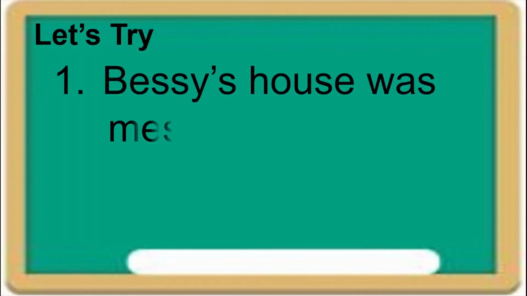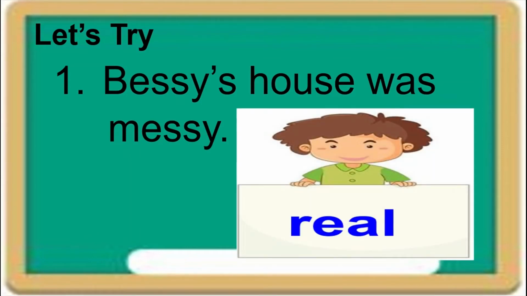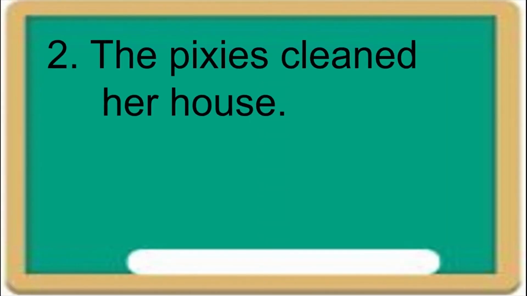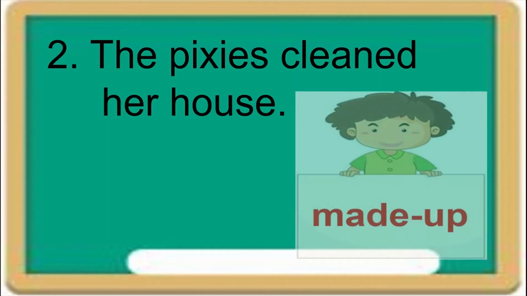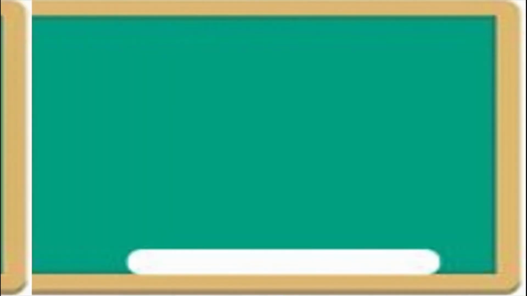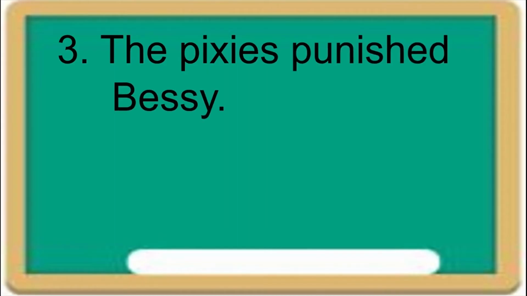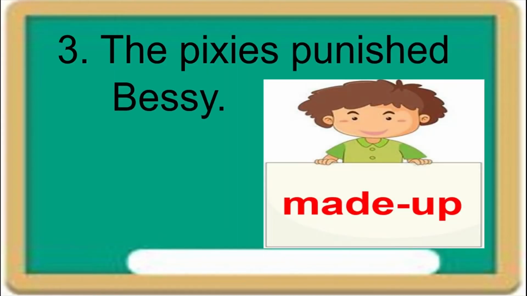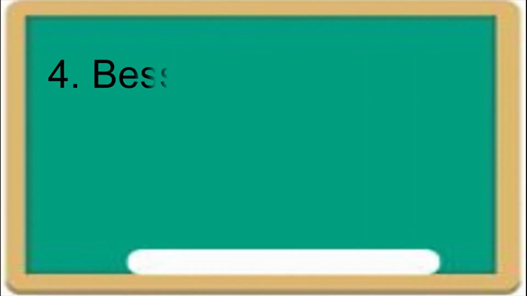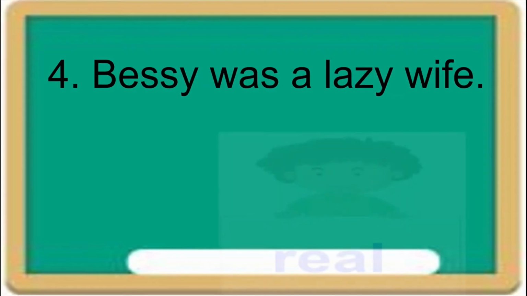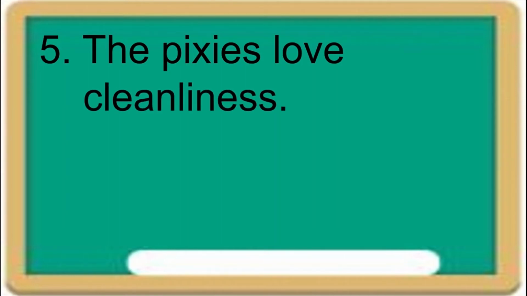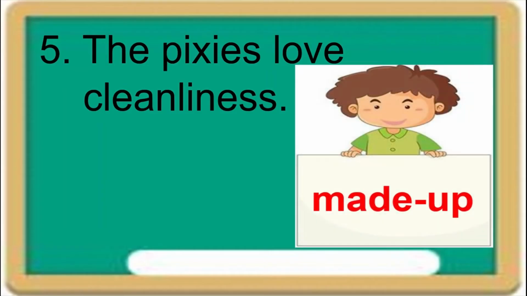Let us try to answer. Bessy's house was messy. Yes, it's real. Number 2. The pixies cleaned her house. Yes, it's made up. Number 3. The pixies punished Bessy. It's made up. Number 4. Bessy was a lazy wife. Yes, it's real. And number 5. The pixies love cleanliness. Yes, it's made up. Okay. Do you understand now, kids?